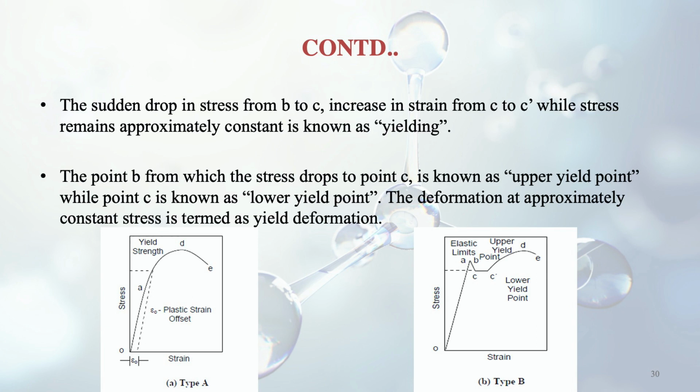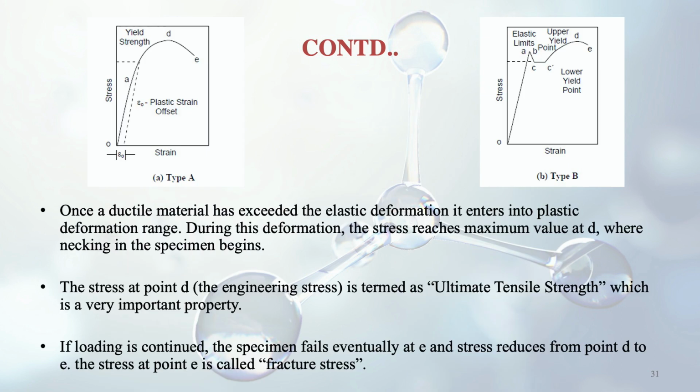And the point B from which the stress drops to point C is known as the upper yield point, while point C is known as the lower yield point. The deformation at approximately constant stress is termed as the yield deformation. Once the ductile material has exceeded the elastic deformation, it enters into the plastic deformation range. During this deformation, the stress reaches a maximum value at D when necking in the specimen begins.